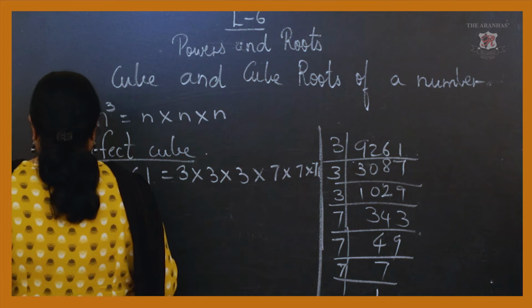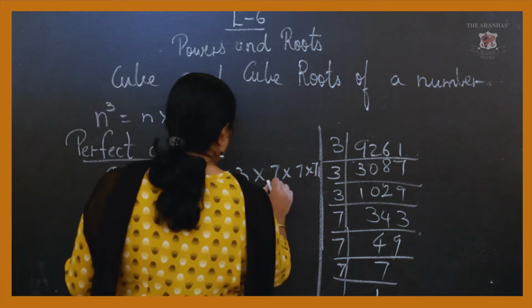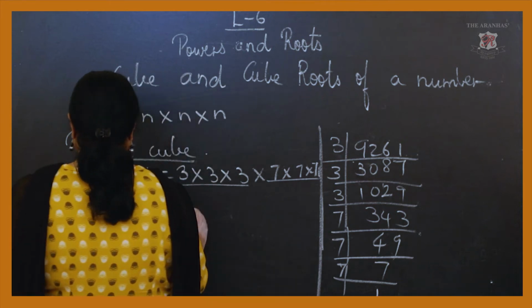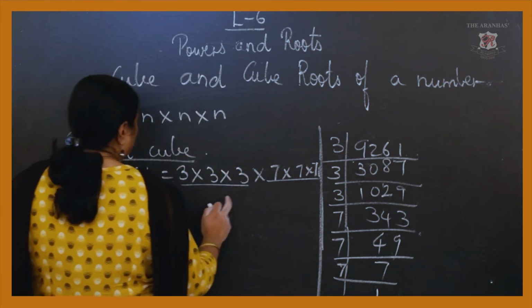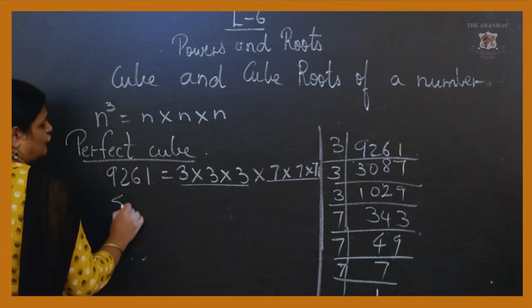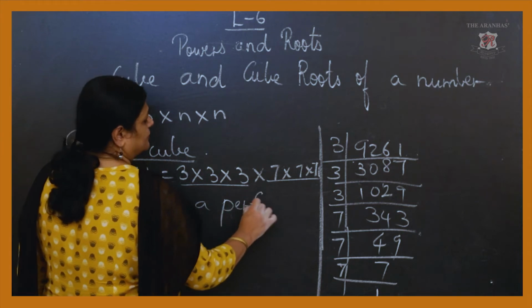Understood? So now over here you have got what? You have got all these 3s, you have got 3 and 7. You are grouping it into triplets. So here there is no number which is left, so it is a perfect cube.